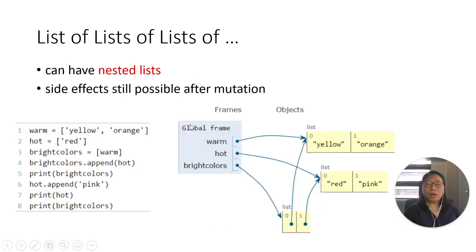As I mentioned earlier, lists can hold an element that is of type list also. So we could have nested lists: a list within a list within a list. Of course, since a list is mutable, we have to keep in mind that it's still possible to have side effects if we have aliases, or multiple names that refer to the same list object.